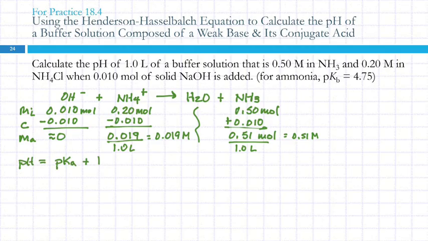pH equals pKa plus log of the base concentration divided by the acid concentration. So this is the base concentration. And this is the acid concentration.